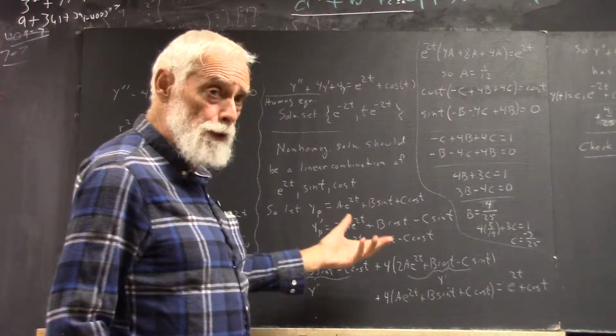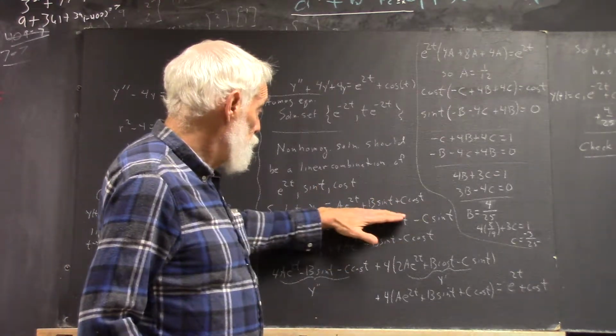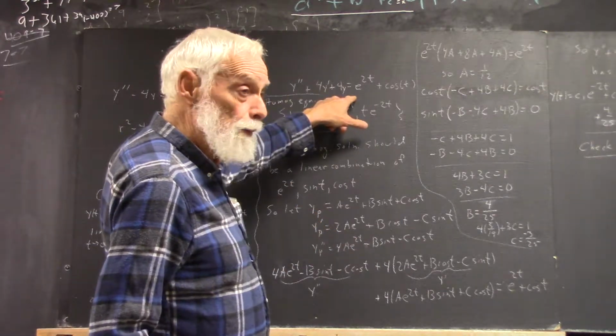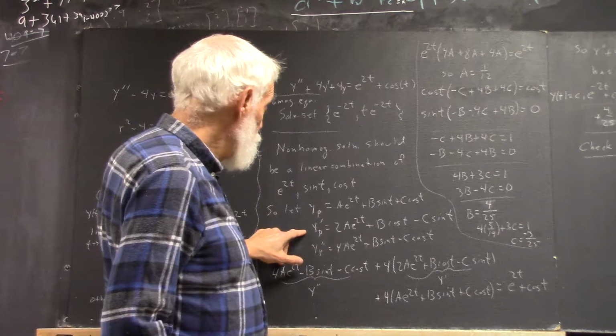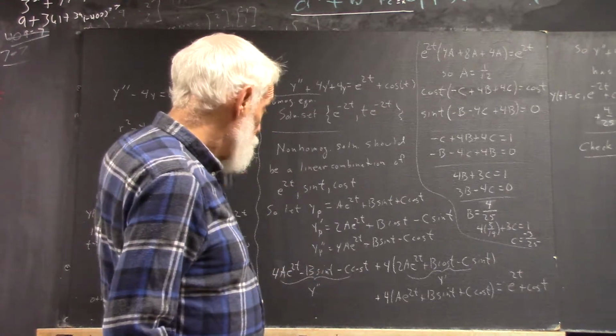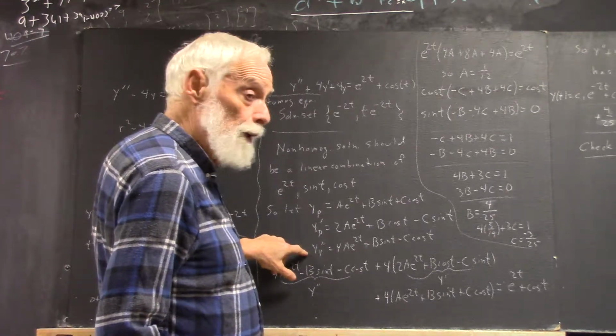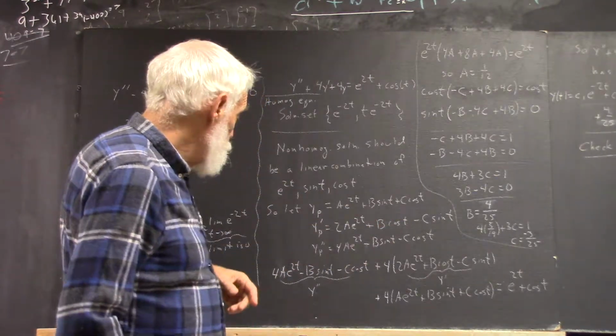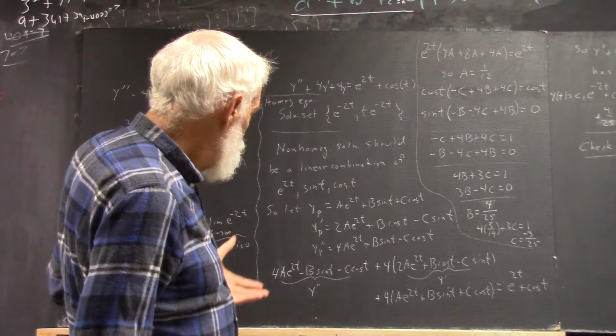Well, it's pretty easy to find that. Okay, pretty easy to figure that out. We're going to plug this into the equation. Now before we do, we might as well do the derivatives, right? So we do the derivative of yp and the second derivative of yp. That's very straightforward.